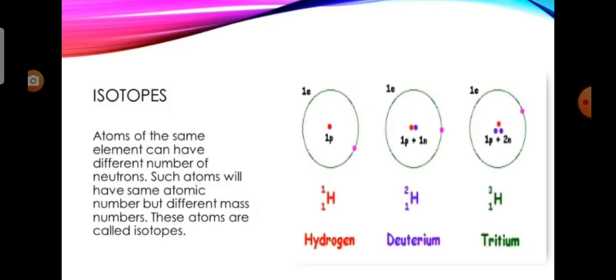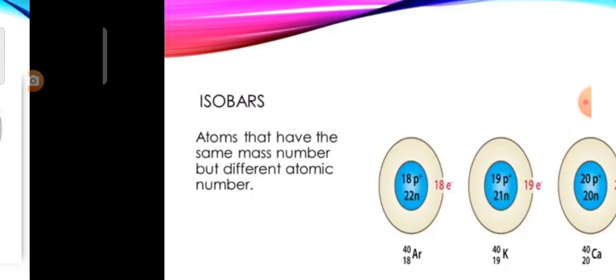Hydrogen: the mass number is 1 and the atomic number is also 1. In deuterium, the atomic number is 1 but the mass number is 2. In tritium, the atomic number is 1 and the mass number is 3.